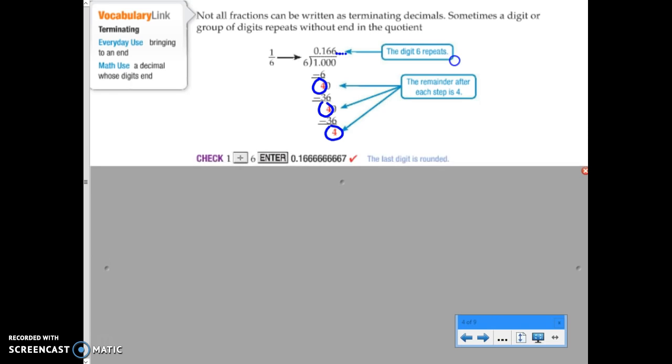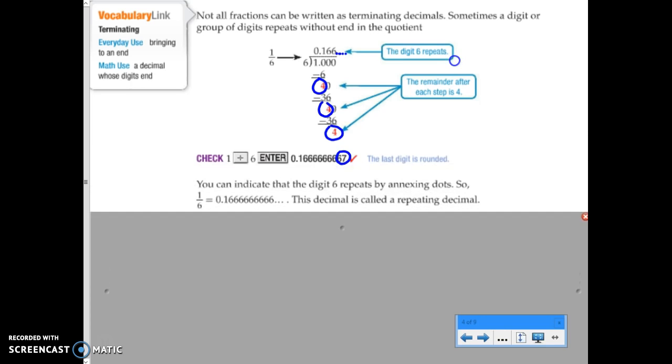So when I check in my calculator, I say 1 divided by 6. And right now in your calculator, you'll see that that last number is rounded because 6 is greater than 5. It will be rounded up to 7. It says you can indicate that the digit 6 repeats by annexing dots, meaning these dots right here, okay? So 1/6 equals 0.16666 repeating, and that's called a repeating decimal.